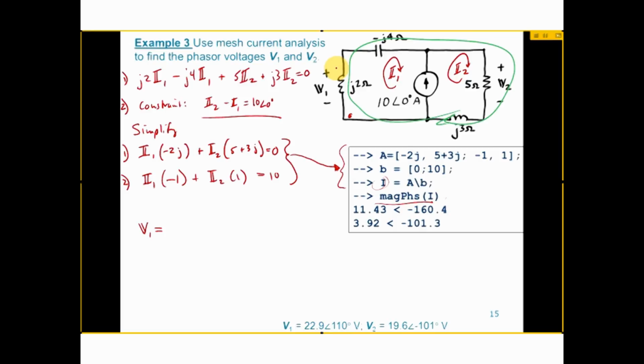Oh, come on. Those high school students are going to blow you guys away. Yes, it always makes sense after you hear the answer. But you have to make it make sense before you hear the answer. Okay? And so you just multiply your solution for I1. This is I1. This is I2. So it's minus j2 times 11.43 angle minus 160.4. And you'll get the answer.